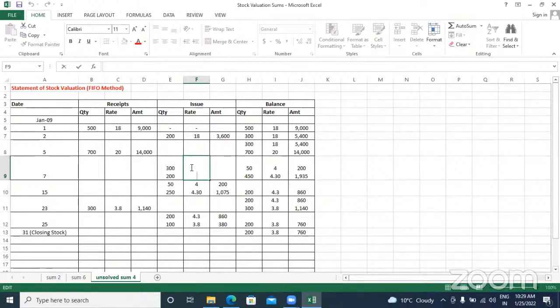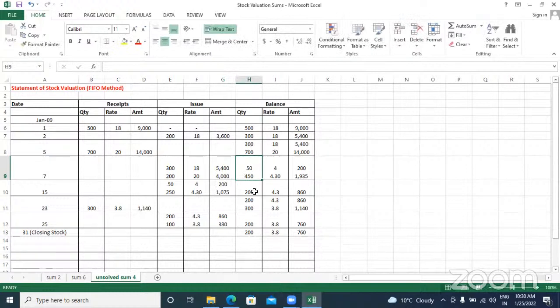So now tell me, if you are issuing from 300, you have to take the rate also from 300. So 18 rupees. And what is the rate of 200? Which is taken from 700, so 20 rupees. And now just multiply. 300 into 18 is what? 5,400, ma'am. And 200 into 20? 4,000, ma'am. Now tell me what is the balance left for you.